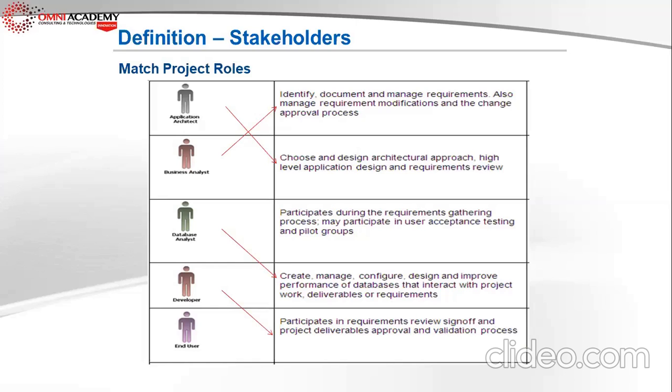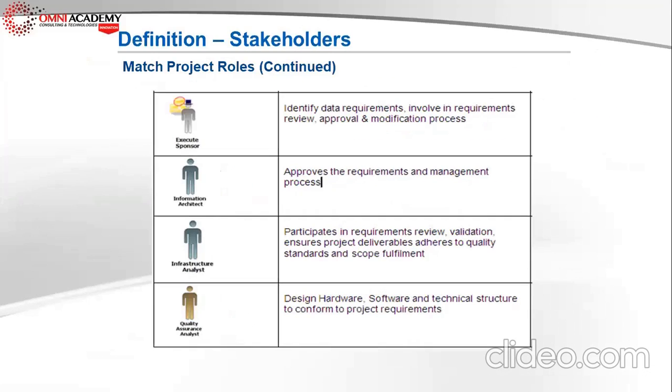If you don't add them, probably they will come later on with things that are not possible at all. End user is the one who participates during the requirement gathering process, and may participate in UAT as well. Also, we have executive sponsors, information architects, infrastructure analyst, quality assurance analyst. I'm sure you might have all these roles in your organization.